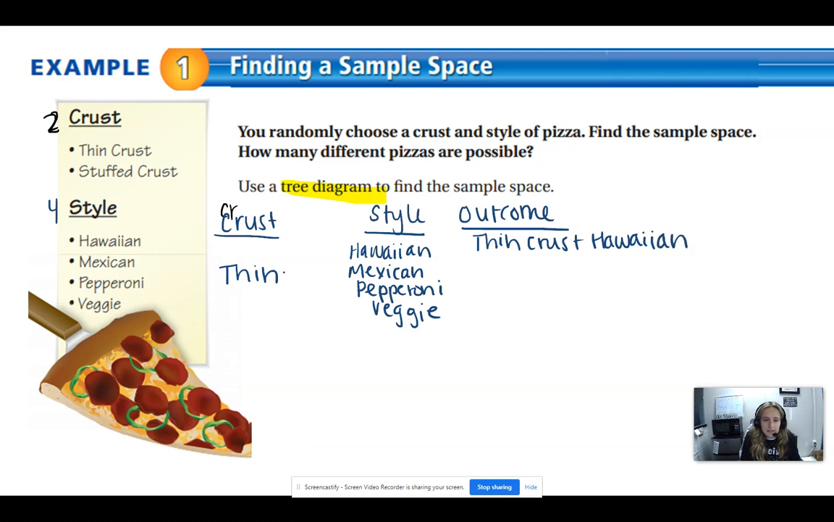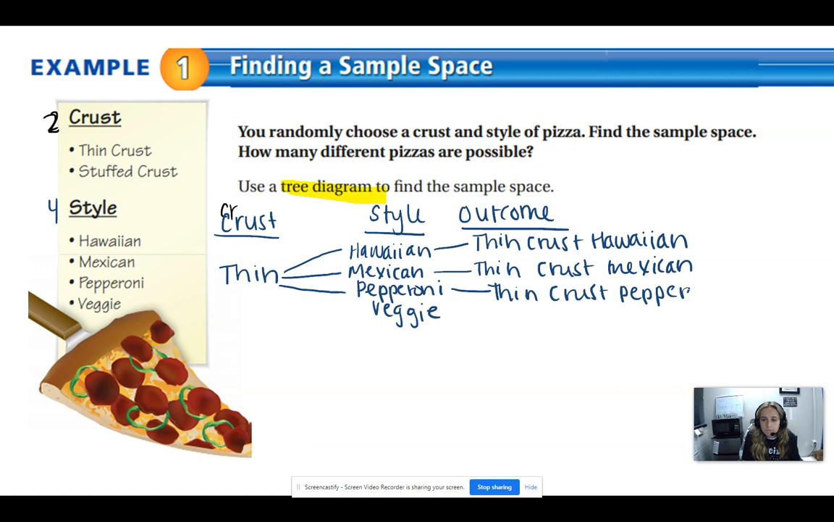Okay, so look, it's like a tree. That's a branch to there, that's a branch to there. So it's a thin crust Hawaiian. This would be a thin crust Mexican style pizza. This would be a thin crust pepperoni pizza. And this would be a thin crust veggie pizza. So those are all the different ways that you could have a thin crust pizza.